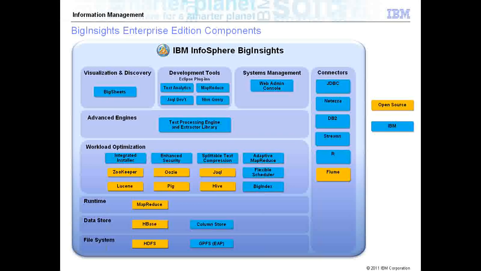And in addition, all these blue ones that you're seeing are IBM additions to them. For example, BigIndex, which is for large-scale indexing on a MapReduce method. How do I do it at an extremely high rate? Or text analytics. I talked about the higher level of abstraction of text analytics.